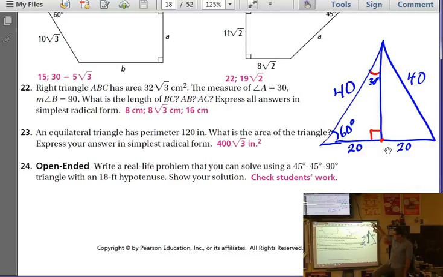So, what are we trying to figure out? The height. So the height here, because it's a 30 degree, it involves radical 3. I'm trying to get that connection in your head. 30 degrees involves radical 3. All right. So this will be radical 3 times 20. And from there, I can take 1/2 the base, 20, times the height, radical 3 times 20. It will get us to 400 radical 3.